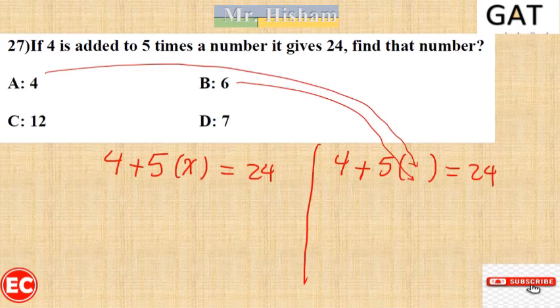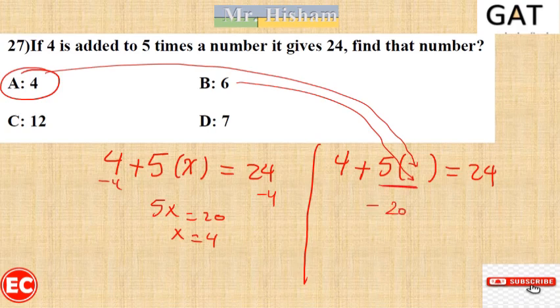So if you want to solve it by equation, you're going to subtract 4 from the left hand side. So 5x is equal to 20, so x is equal to 4, which is the right answer. Or if you multiply 5 by 4, it gives you 20, and 20 plus 4 is 24. So you can choose between method 1, equation, or method 2, plug in or substitution of the values.